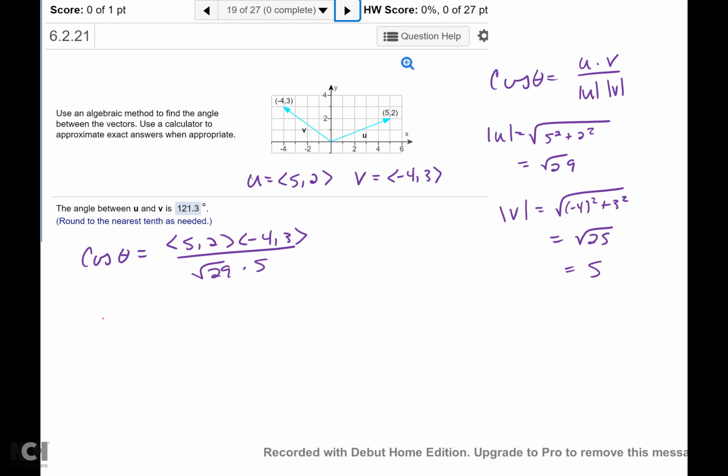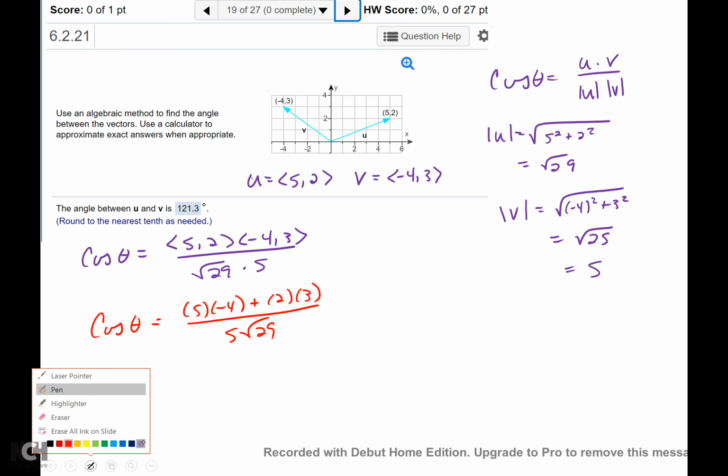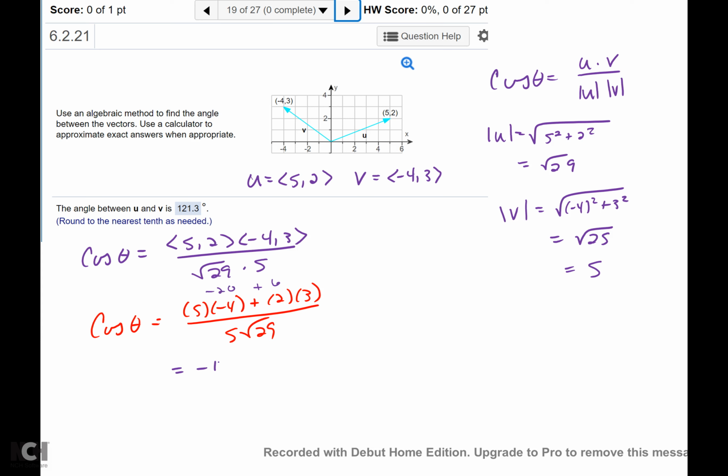So simplifying, I would get cosine theta equals 5 times negative 4 plus 2 times 3 over 5 square roots of 29. On top, that's going to be negative 20 plus 6, which is negative 14, over 5 square roots of 29.